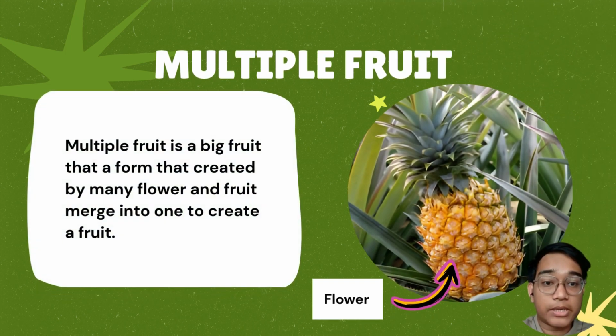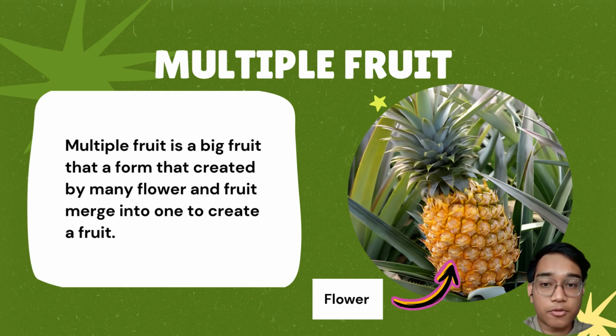Number three is multiple fruits. A multiple fruit is a big fruit formed when the fruits of many flowers merge into one. For example, pineapples. As we can see on the outside of the pineapple, in the skin part, there are tiny hexagonal shapes. Basically, each hexagonal shape is a tiny flower that has an ovary. After fertilization, they become small fruits from the tiny flowers. After that, they are attached to each other to make a big fruit, which is a pineapple.